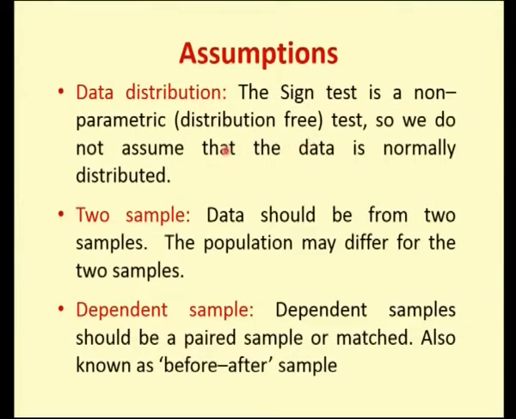What are the assumptions of the sign test? First, data distribution. Sign test is a non-parametric, that is distribution free test. So, we do not assume that the data is normally distributed. Next, you can consider two sets of samples and the population for these samples also may differ. Third, dependence upon the sample. If it is dependent, the sample should be paired or matched, or also you can consider it as before and after sample.